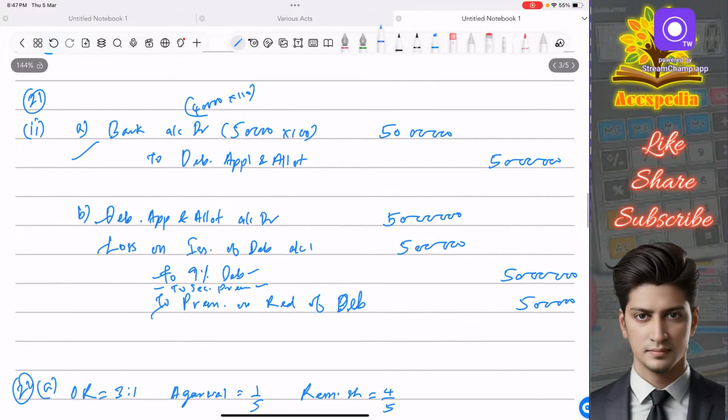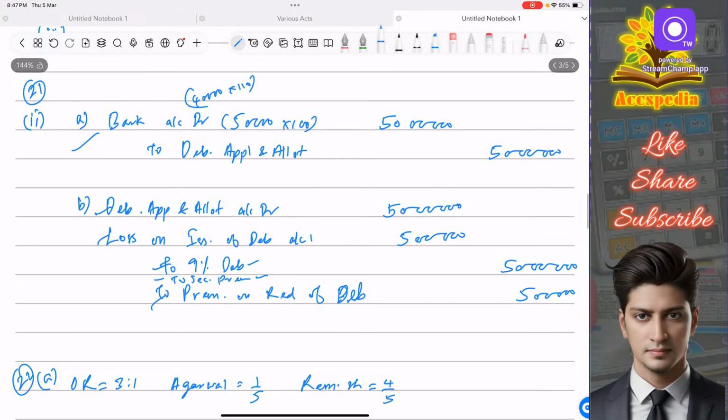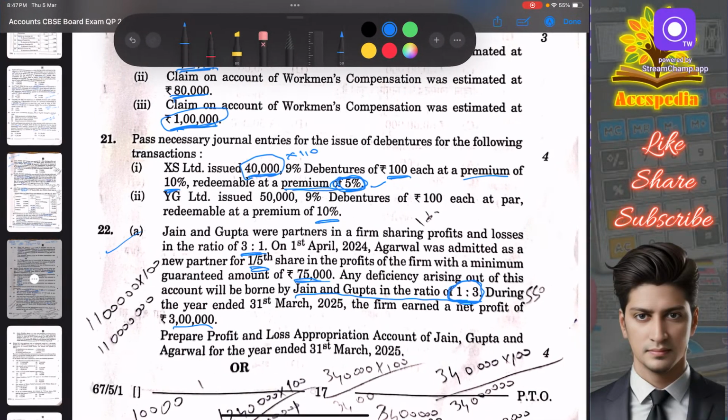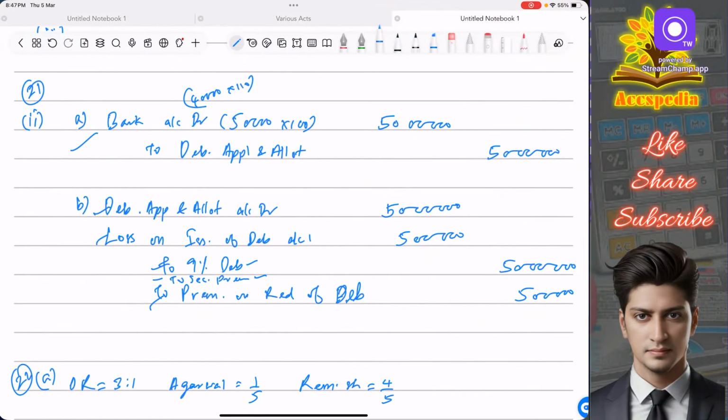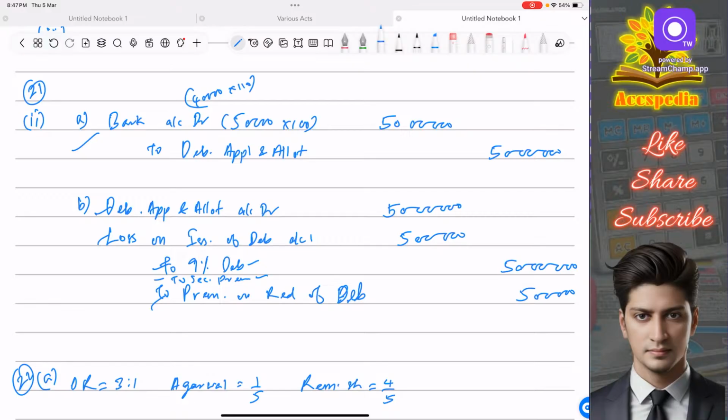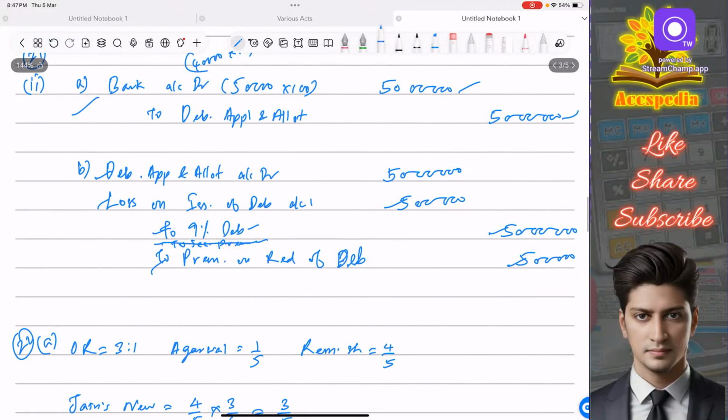This is question number 21. In the second case, it is issued at par, so quite easy. Issued at 100 rupees only, we received 50,000 into 100, 50 lakh, and then we transferred it to 9% debentures. No securities premium for the second case. Then this 5 lakh loss will be transferred to premium on redemption of debenture. So this is the journal entry for case 2.